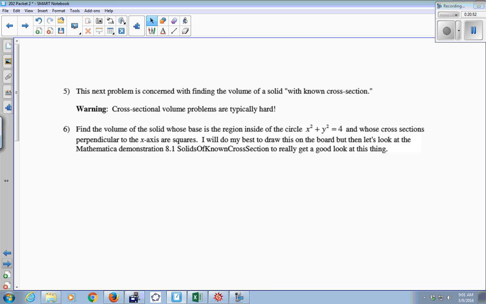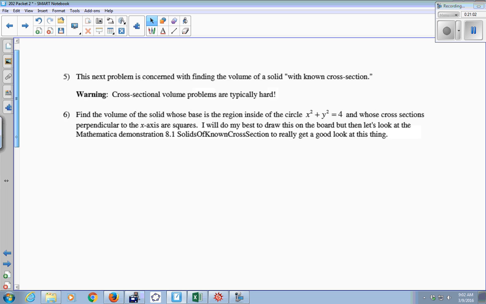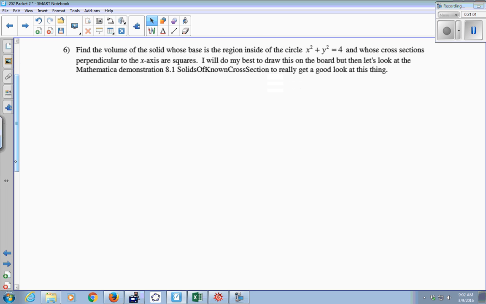This is finding the volume of a solid that has known cross-section. These are typically hard problems, these known cross-section problems. Just so when you come across one, don't get too frustrated. I want to find the volume of a solid whose base is the region inside the circle x squared plus y squared equals 4, and whose cross-sections perpendicular to the x-axis are squares.